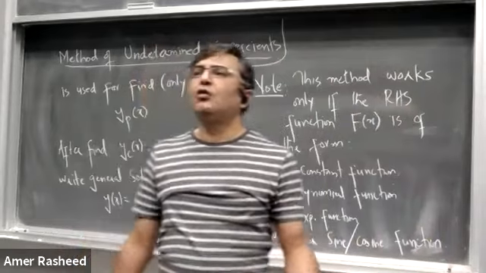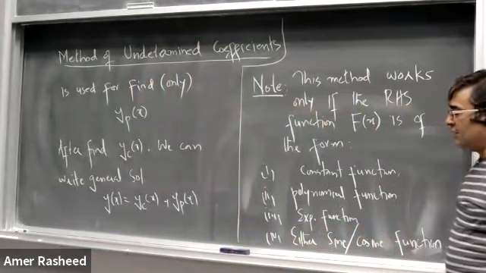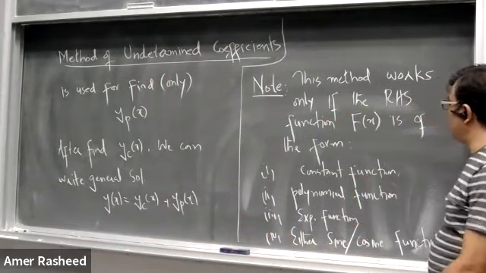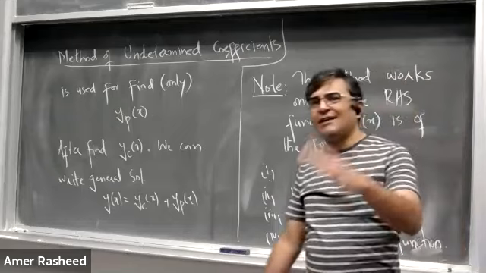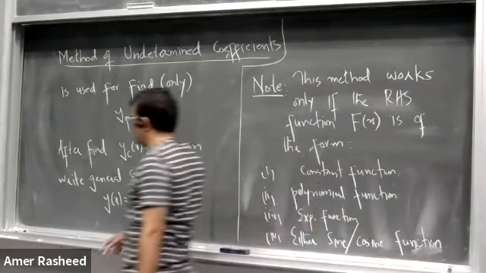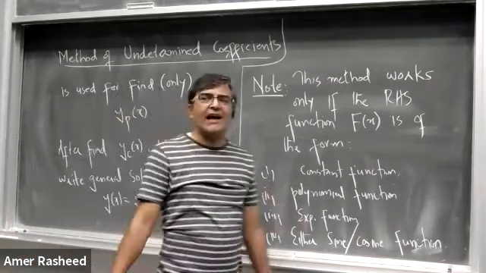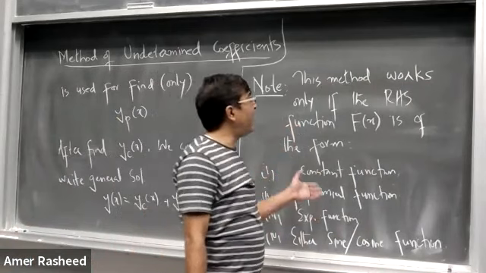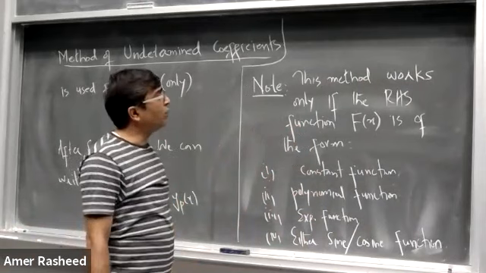It cannot be cosecant. Eventually, it becomes 1 over sine, but 1 over sine is also not allowed. The right-hand side function should be one of these kinds of functions or their sums or their products. Then we can find the particular integral or the particular solution of the non-homogeneous differential equation.